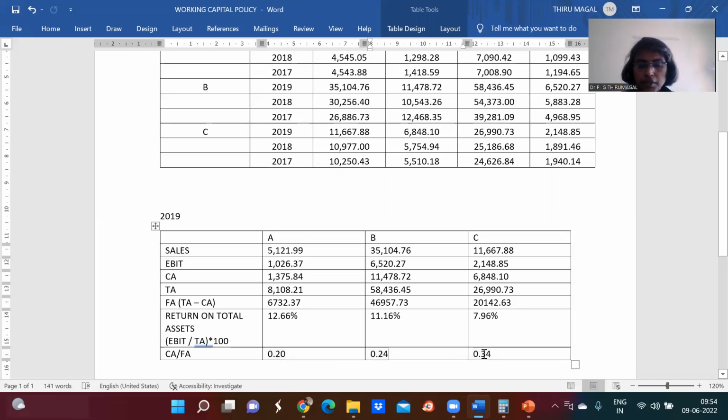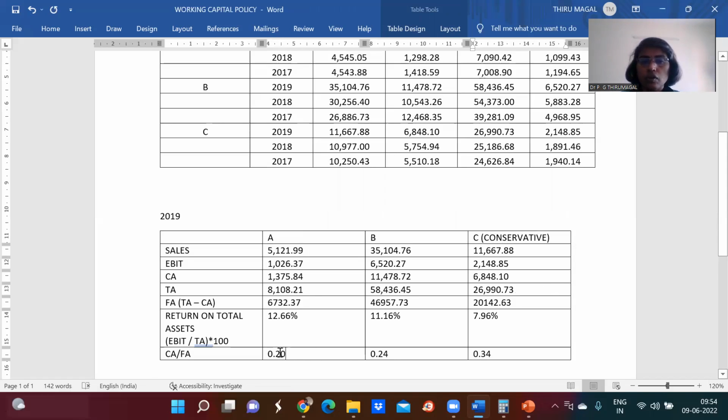So now, as per this one, higher current asset by fixed asset means conservative approach, conservative policy. That particular company is using conservative policy, which means out of these three data, 0.34 is the highest, which means company C is following conservative working capital policy or conservative current asset policy.